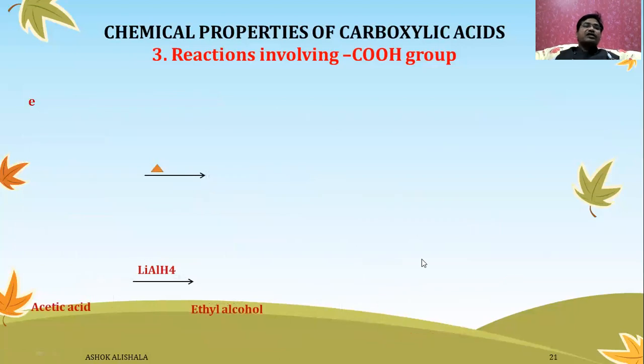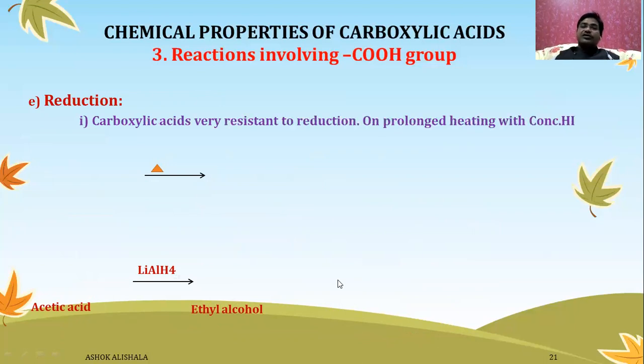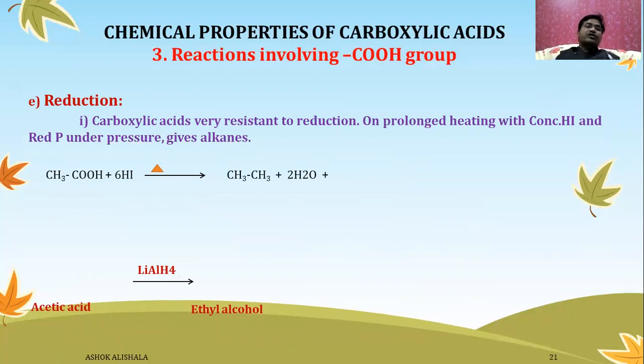Now let us go for the other reaction, which is the reduction. Generally, the carboxylic acids are very resistant to reduction, and reduction is very difficult. On prolonged heating with concentrated hydrogen iodide and red phosphorus under very high pressure, they give the alkanes. This is going to be acetic acid on heating with the hydrogen iodide. You will get the ethane. Now let us see this acetic acid. This is going to be the ethane.